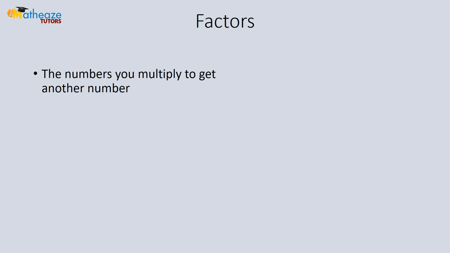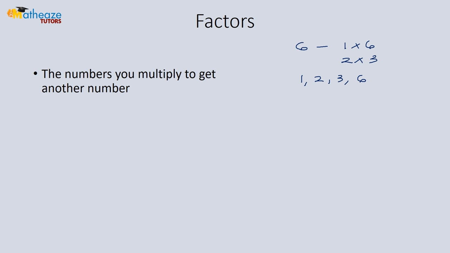A number has factors if you can find the numbers that you multiply together to get that number. So if I had a number like 6, the possible factors are 1 and 6, 2 and 3. So 1 and 6 are factors of 6, and 2 and 3 are factors of 6. If you wanted to list the factors of 6, you have 1, 2, 3, and 6.